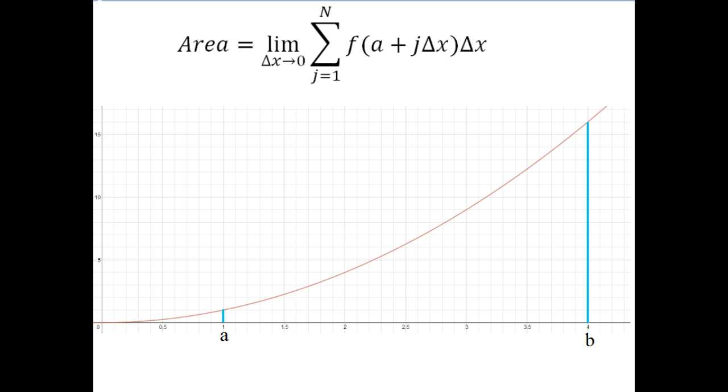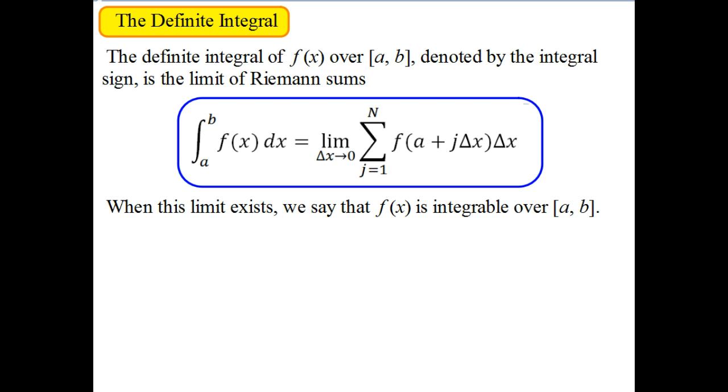We also looked at the limit of the Riemann sum as the rectangle width, or the subinterval width, approached zero, and how that limit gave us an exact value for the area underneath a curve. So we're going to continue to look at that idea of the limit of the Riemann sum as the area, but we're going to redefine it and call it a definite integral.